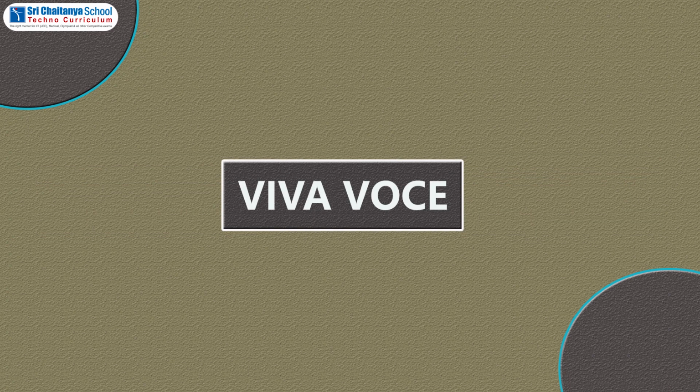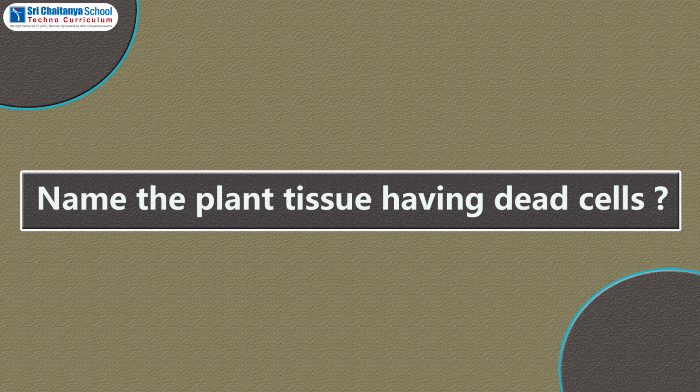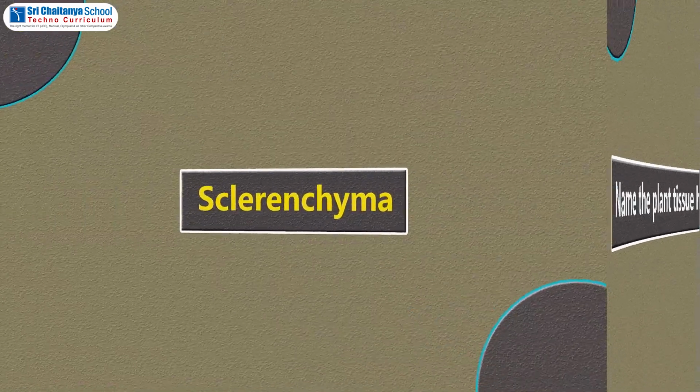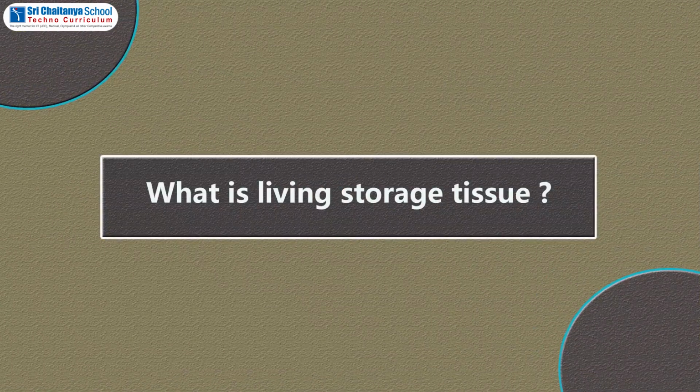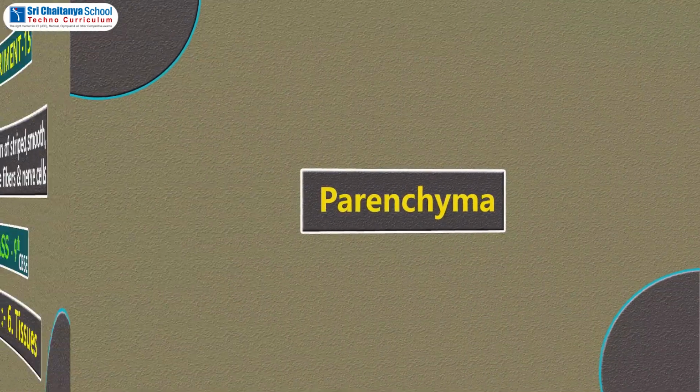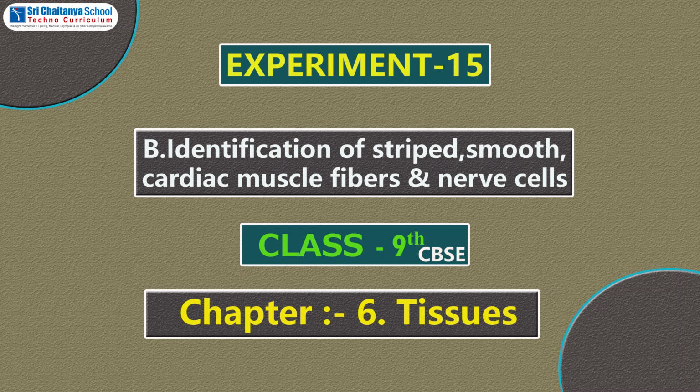Based on these observations of these slides, I pose a few questions. Name the plant tissue having dead cells. Give the answer to this question. Sclerenchyma. What is living storage tissue? Anyone? Answer to this question. Parenchyma.